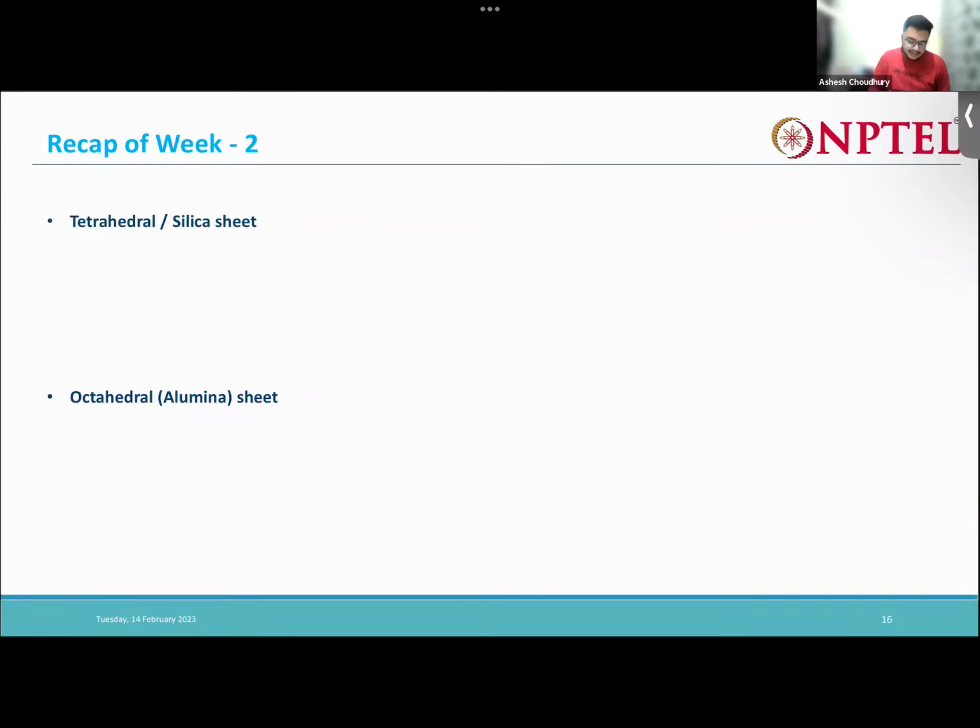So first is our tetrahedral sheet or silica sheet. So what is a tetrahedral sheet? A tetrahedral sheet has four oxygen atoms, and in the middle there is a silicon atom. One silicon atom. Those four oxygen atoms are from the four corners of a tetrahedron.